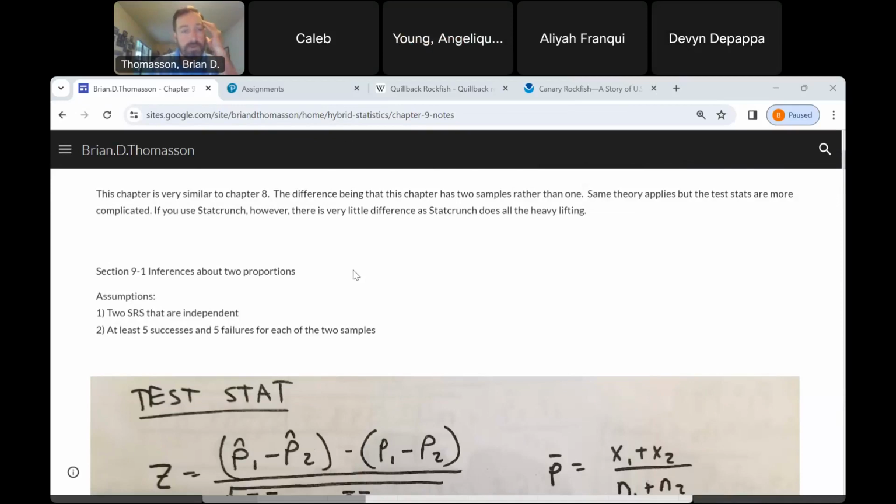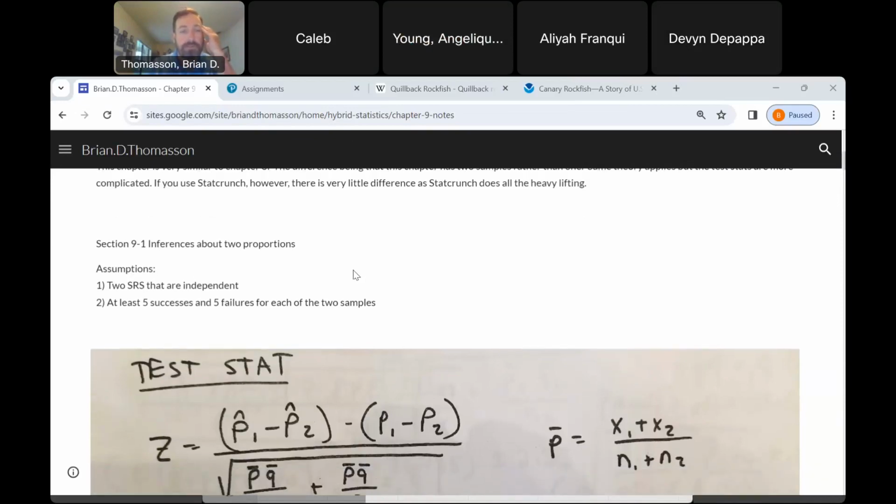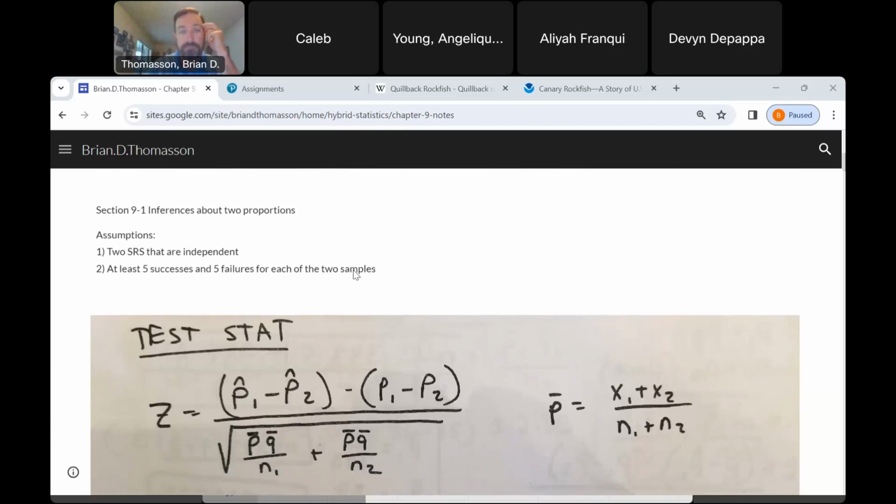So what we're doing in this section 9.1 is inference about two proportions. We're doing a very similar thing to what we did last week, but instead of one proportion being greater than 20% or whatever it may be, now we're looking at two proportions to see if they're equal or different. Are the proportion of males that pass the class and the proportion of females that pass the class the same, or are they different? So we're looking at two different proportions to see how they relate to one another.